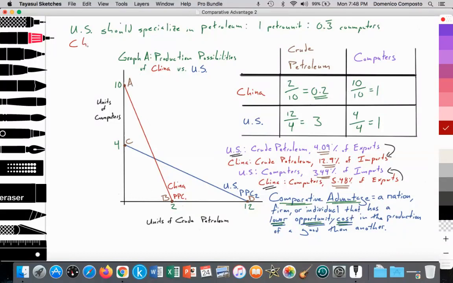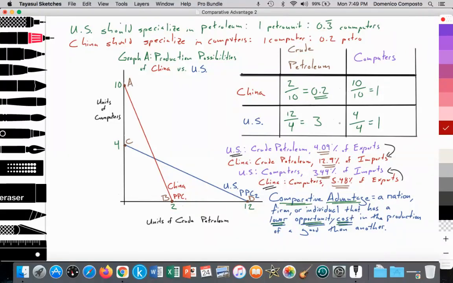Here we can make a note. China should specialize in computers. Why? Because of that ratio. For every 1 computer that China produces, they lose the opportunity to generate 0.2 petroleum units. They have the lower opportunity cost in this case. All right, so that's another practice of calculating this.